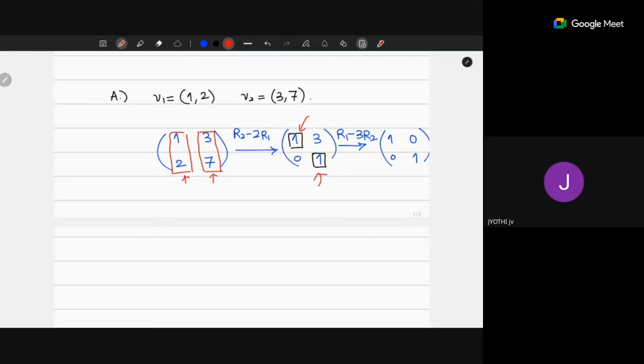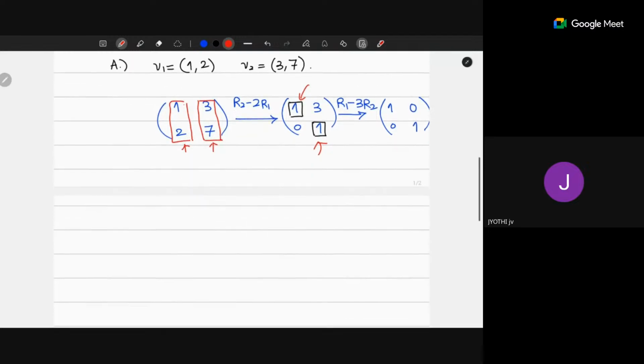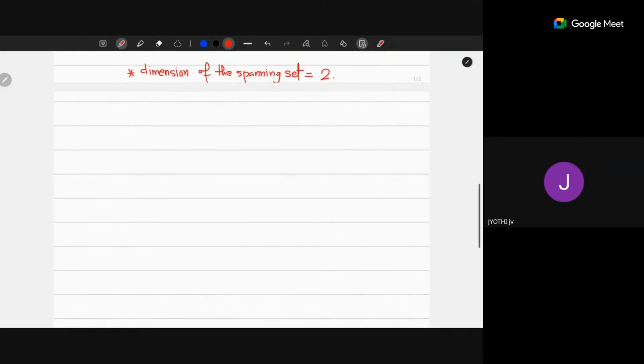And further 1, comma 0 and 0, comma 1 are also a basis of the spanning set. Okay. So the dimension of the spanning set is 2.